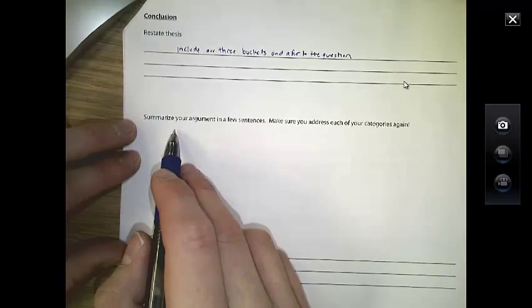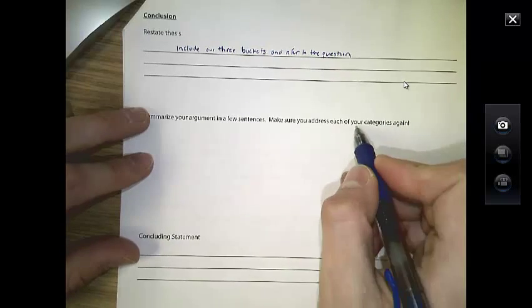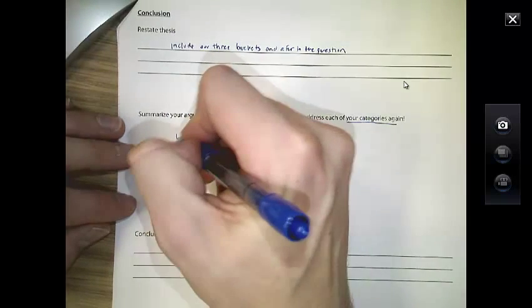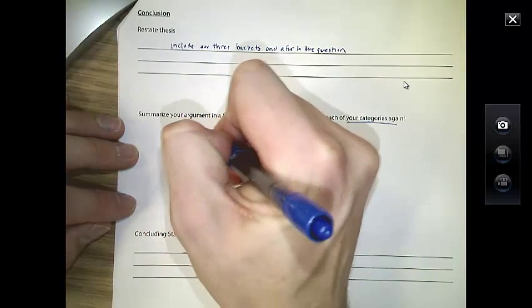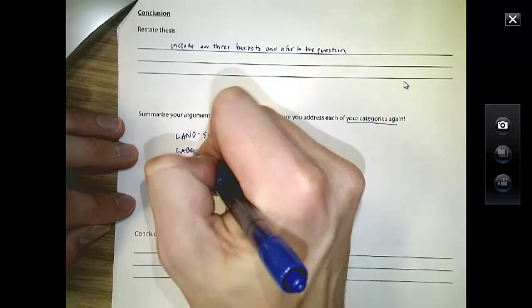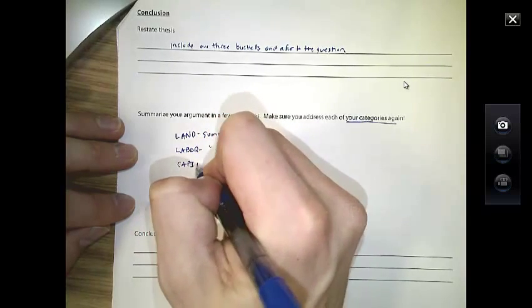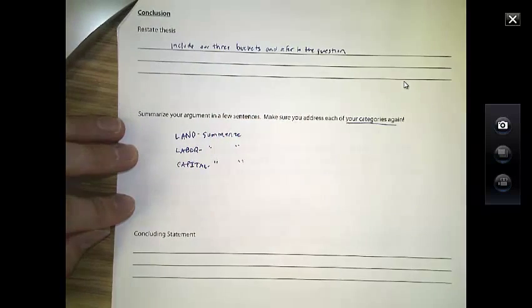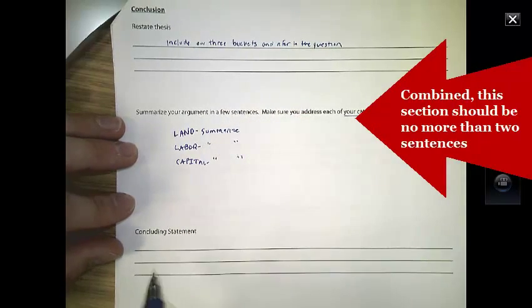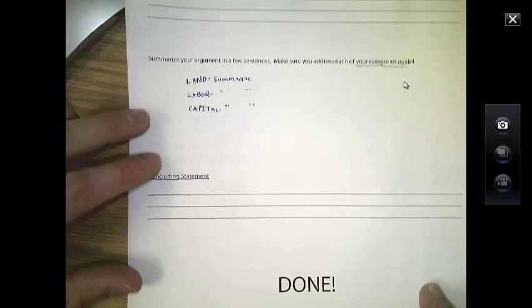Okay, then you need to summarize your argument in a few sentences. So address each of the categories again. So like if I said land, summarize what you said. Labor, you do the same thing. Capital, same thing. Okay, it's really just a couple sentence summary of everything that you proved, and then leave us with a final thought in your concluding statement. Then you're done.